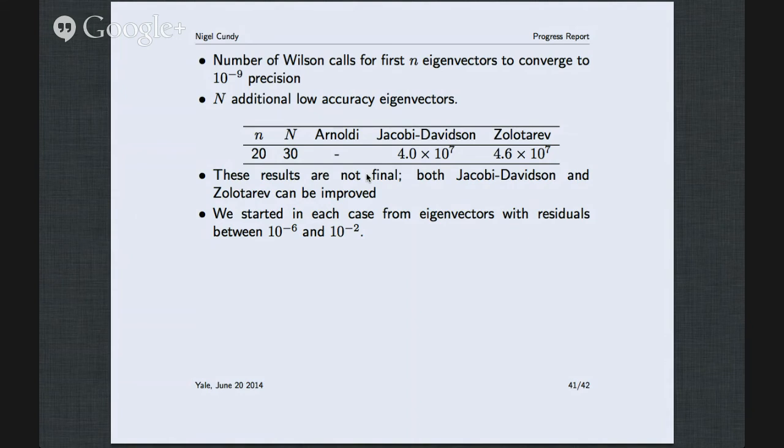In practice, for the total time, Jacobi-Davidson requires a lot of diagonalization of these small matrices, which can't be efficiently parallelized. So the additional costs for Jacobi-Davidson are larger than they are for this routine. And secondly, I should say the Zolotarev number is not using the best routine. So in particular, both of these numbers can be improved just by coding it more efficiently. So this is not a final result.